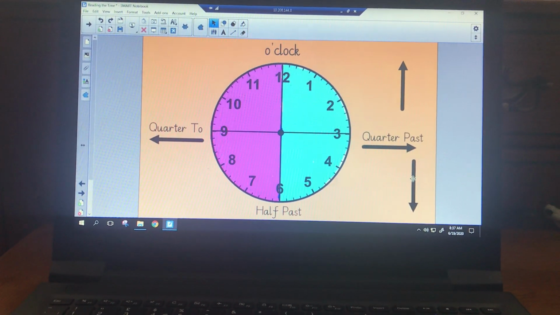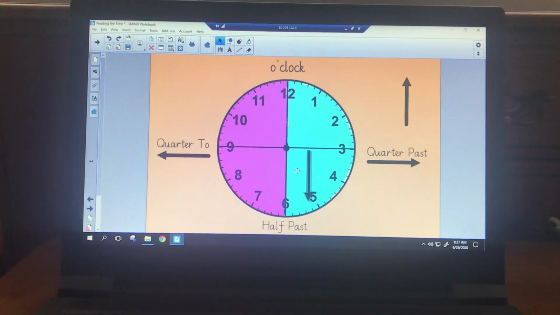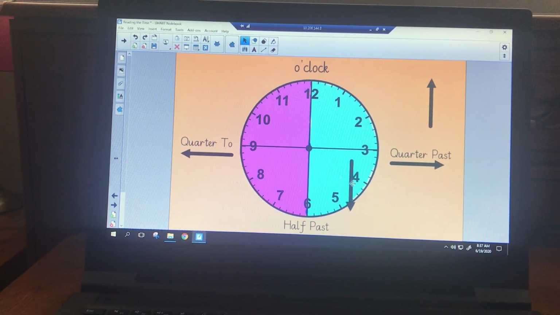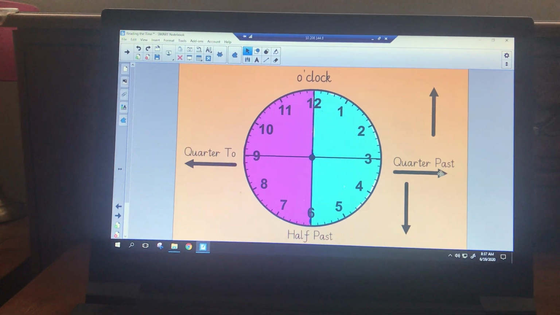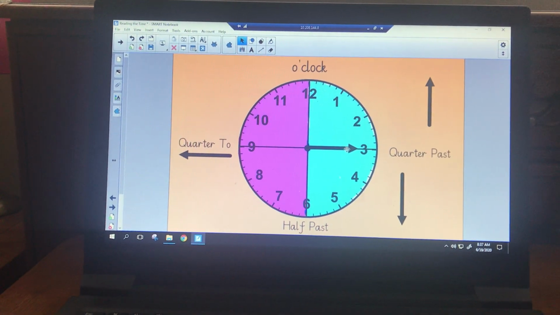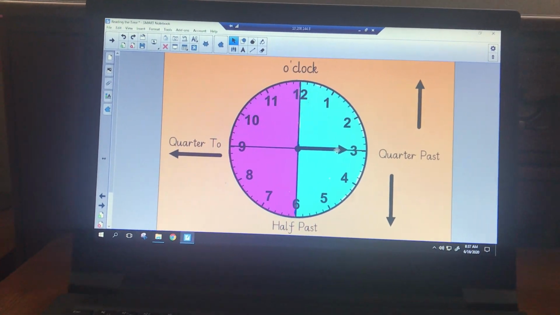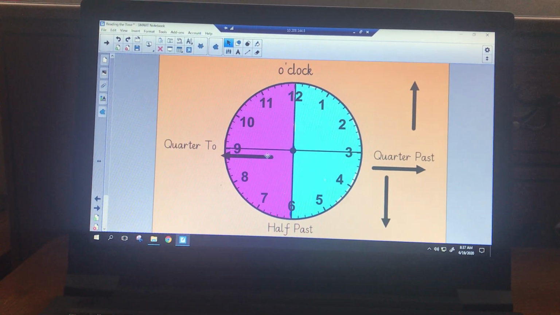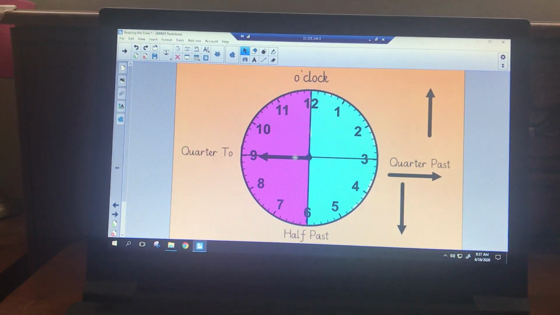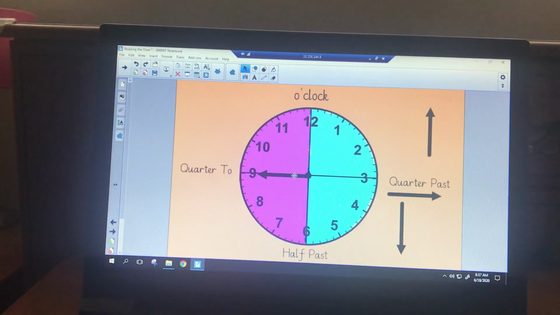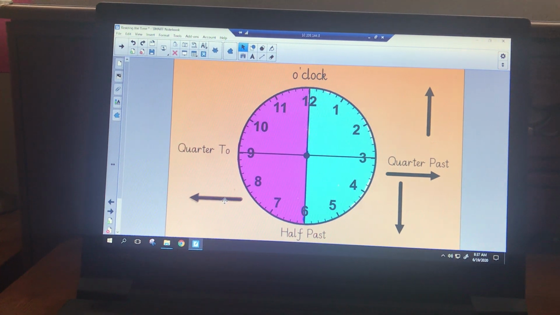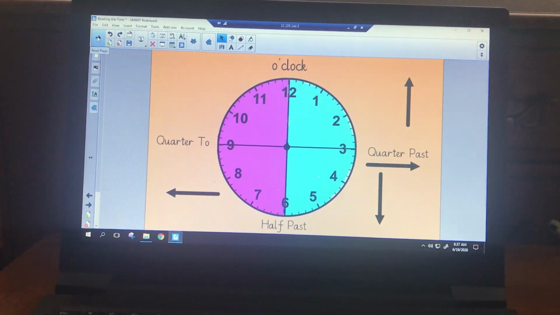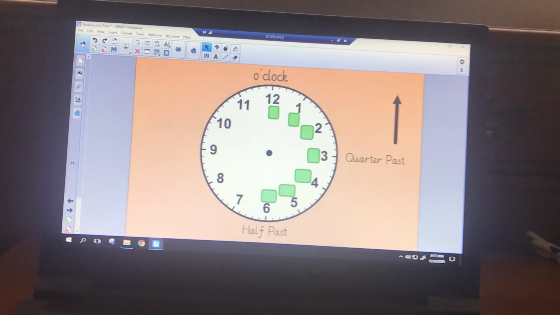If the minute hand is pointing at the 6, we say it is half past the hour. If the minute hand is pointing to the 3, we say it is quarter past the hour. And if the minute hand is pointing at the 9, we say it is quarter to the next hour. Okay, so hopefully that vocabulary is familiar to you, and we're going to need to use it as we go through our next half of the lesson.